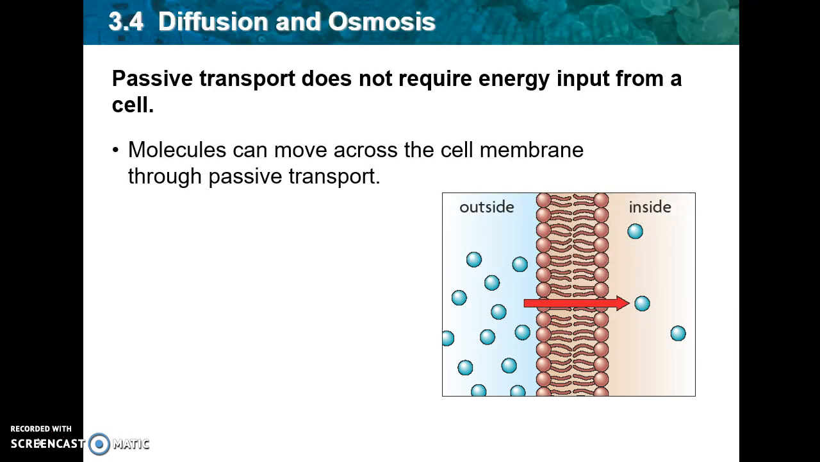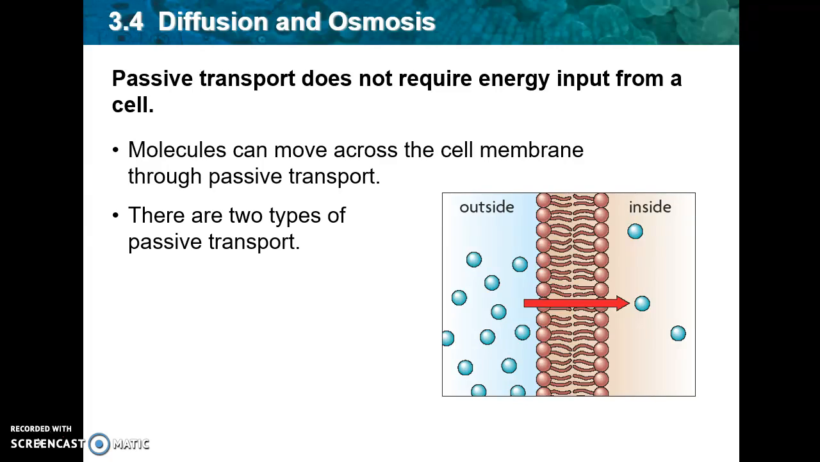So passive transport does not require energy input from a cell. Anytime anything's passive, it's happening without a whole lot of effort. Molecules can move across the cell membrane through passive transport. So when this happens, it's just kind of easy peasy. It just moves very easily across.